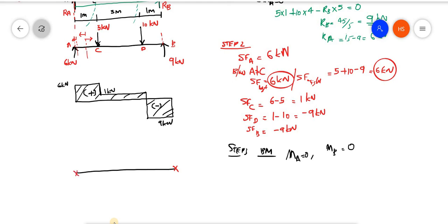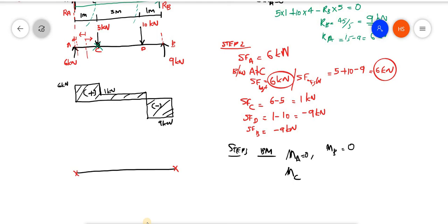Now I have to find the bending moment under these loads also, that is C and D. First, I am going to find the bending moment at C. The bending moment at C is not 0. You have to clearly understand this. So this is my point C.